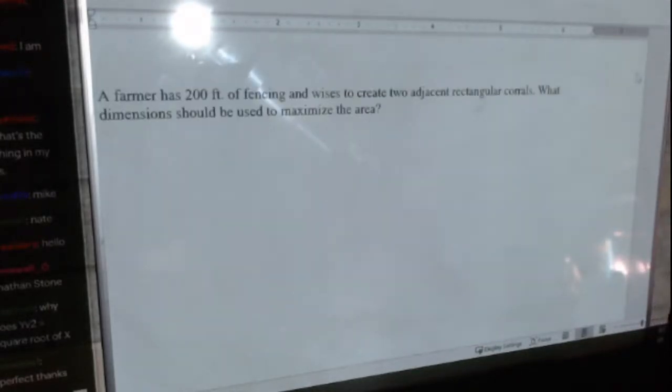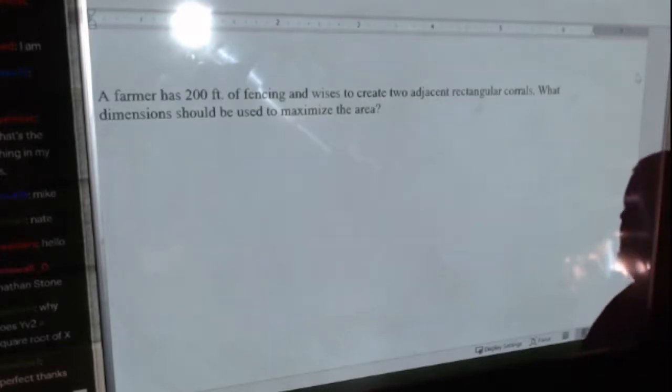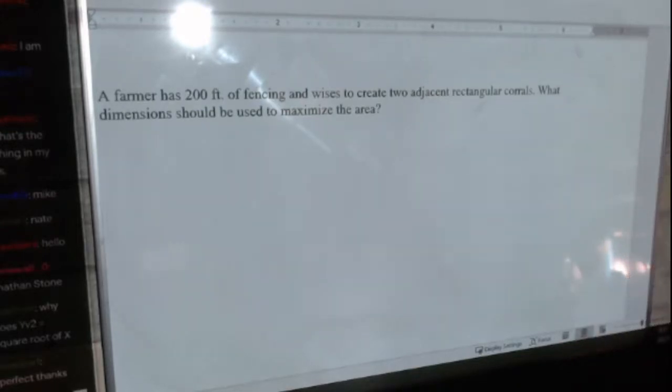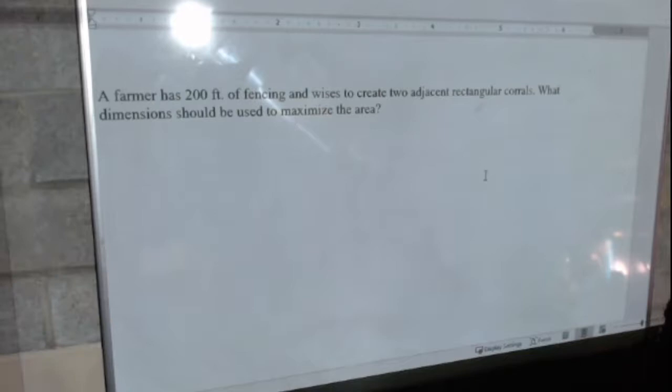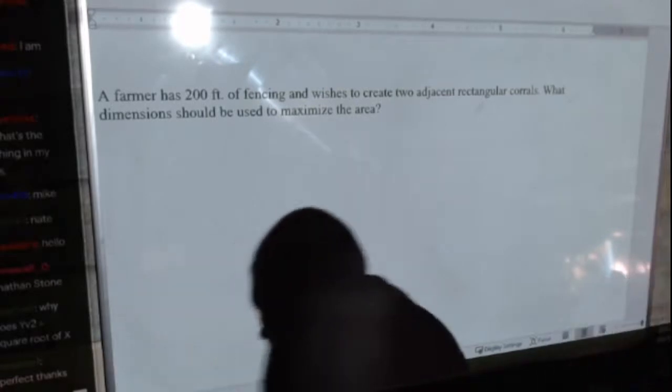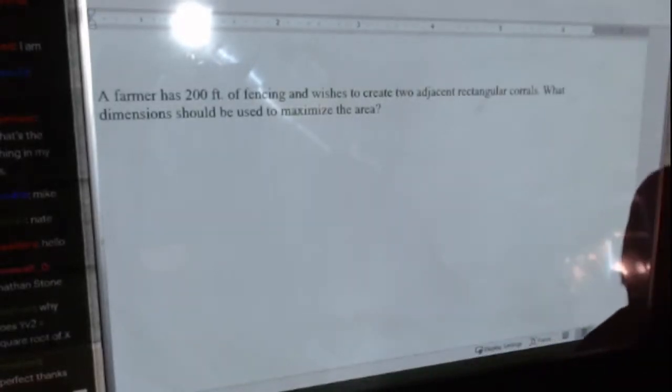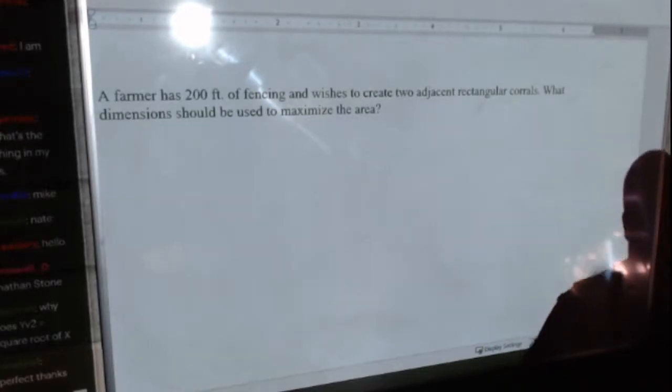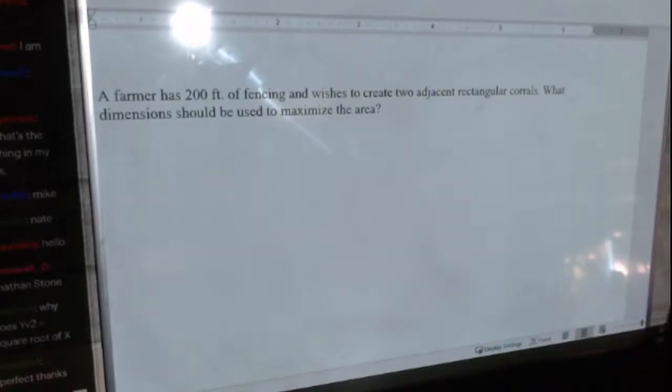Alright, so this says a farmer has 200 feet of fencing, and that should say wishes. Wishes, there we go. To create 2 adjacent rectangular corrals. That just means 2 fenced-in areas. What dimensions should be used to maximize the area?